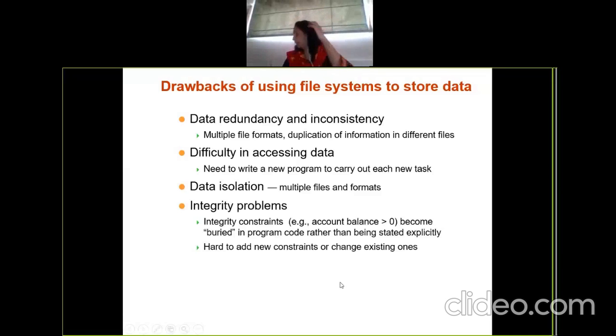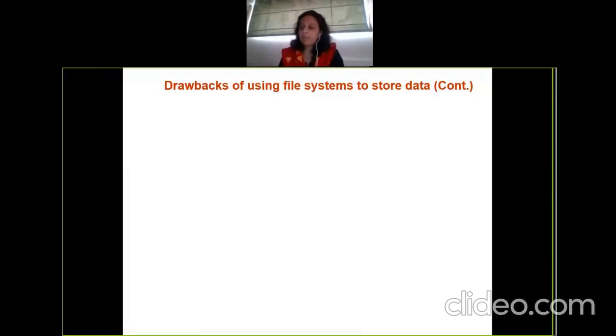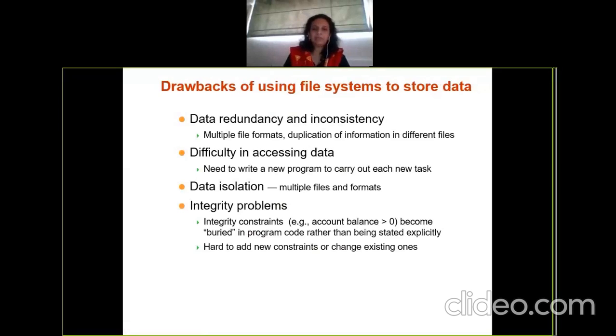Next, integrity. Again, this is a very important concept, integrity.